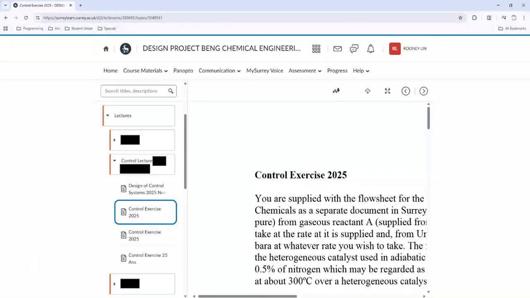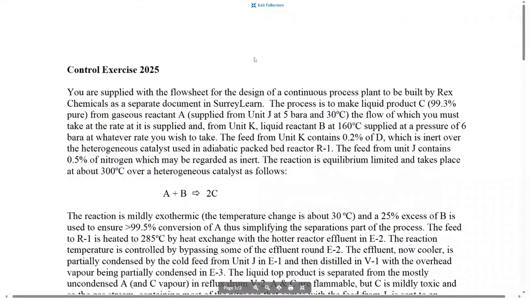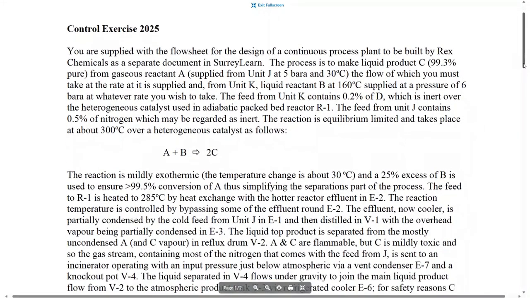Hi, in this video, I'm going to talk to you about the control exercise 2025 in the course materials section of the design project BEng chemical engineering module that I'm currently taking. So let's give it a go, shall we? I'm going to expand this tab to full screen and talk to you about what this is about.